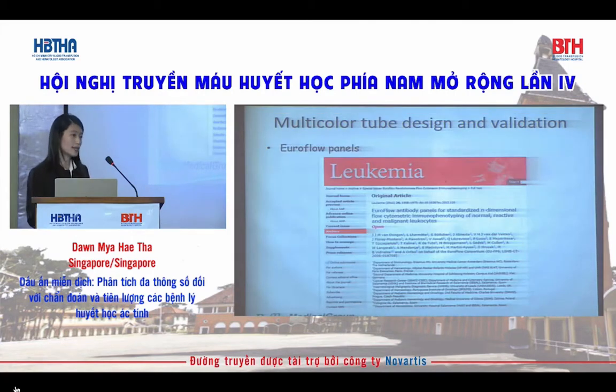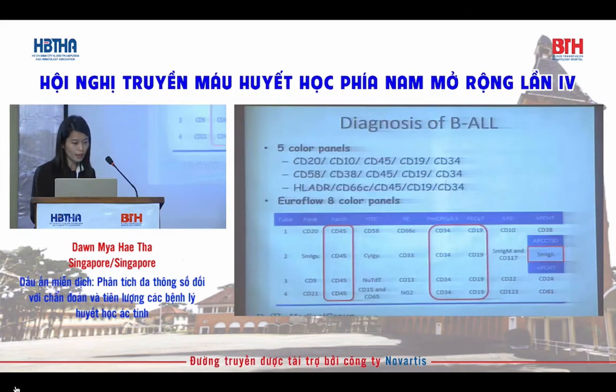Okay, so this is just one example of multicolor panels for the diagnosis of hematolymphoid malignancies, which can be found on the Euroflow Consortium website, and they are basically Euroflow panels. And in the laboratory where I work, we have 5 color panels, as well as Euroflow 8 color panels. So this is an example for the diagnosis of B acute lymphoblastic leukemia.